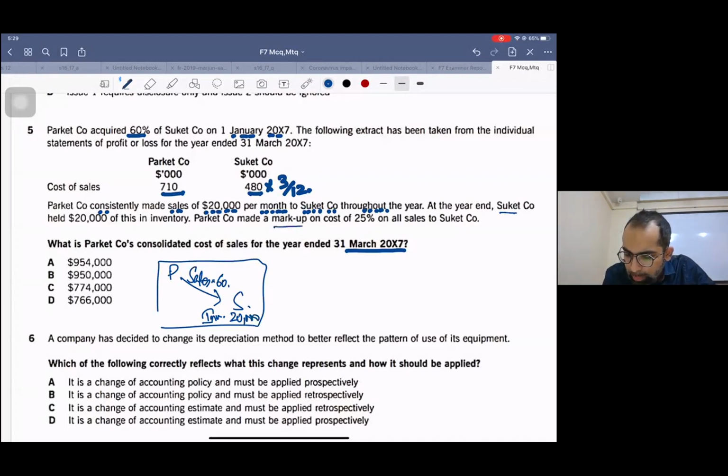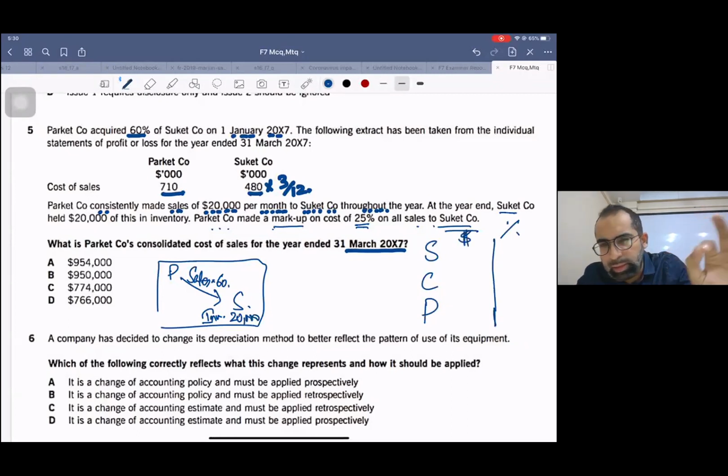How much markup? Parquet company made a markup on cost of 25% on sales to S company. So here they have given you the markup. Wait, first of all let me calculate URP and then I'll do the remaining. This 20,000 unsold inventory is basically cost for S company but selling price for P company. And how does P company calculate its selling price? By using markup. So in markup, cost is always 100, markup is 25, selling price is 125.